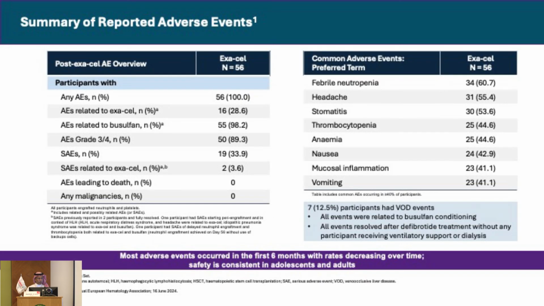What are the serious side effects? Again, due to XSL, there are a couple of patients who developed HLH manifestation and idiopathic pneumonia syndrome. Another one developed delayed engraftment, thought to be due to XSL, but all of them resolved. On the other hand, busulfan toxicity was seen in 7 patients that were treated with defibrotide and also deoxycholic acid, and all of them recovered. These are the side effects of conditioning with busulfan.